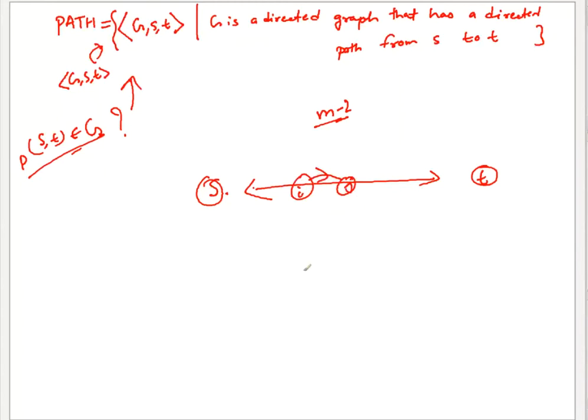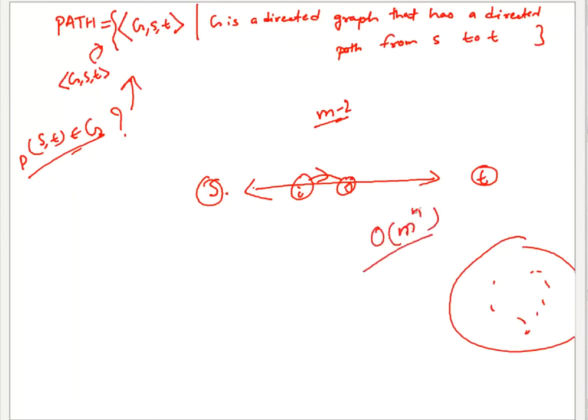So when you search through all possibilities, you're going to explore the whole space one by one, all possible paths that can exist from S to T. But how many such paths might exist? Actually, it will be somewhere on the order of M to the power M.